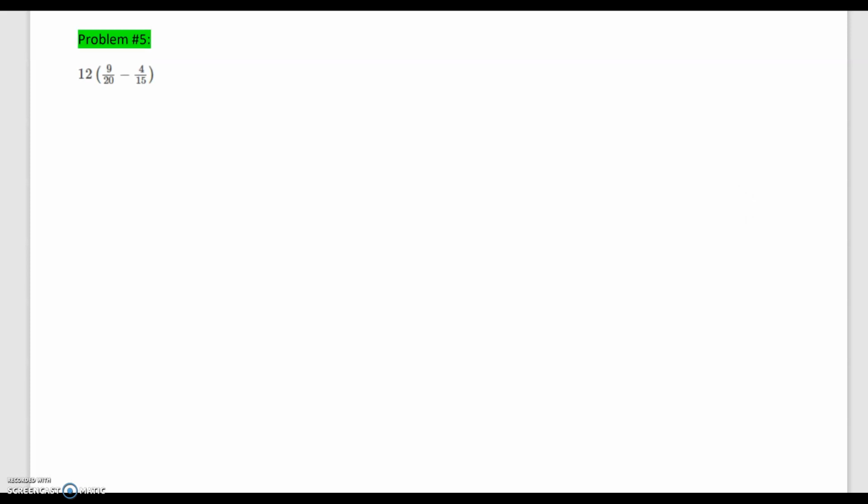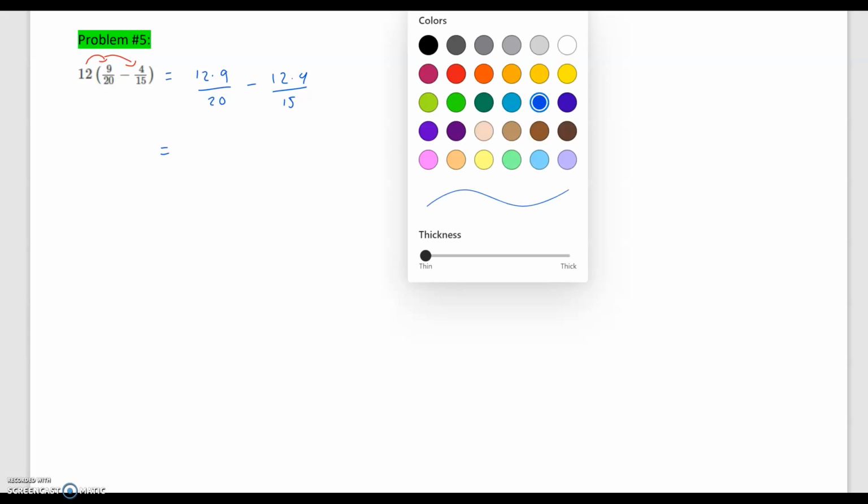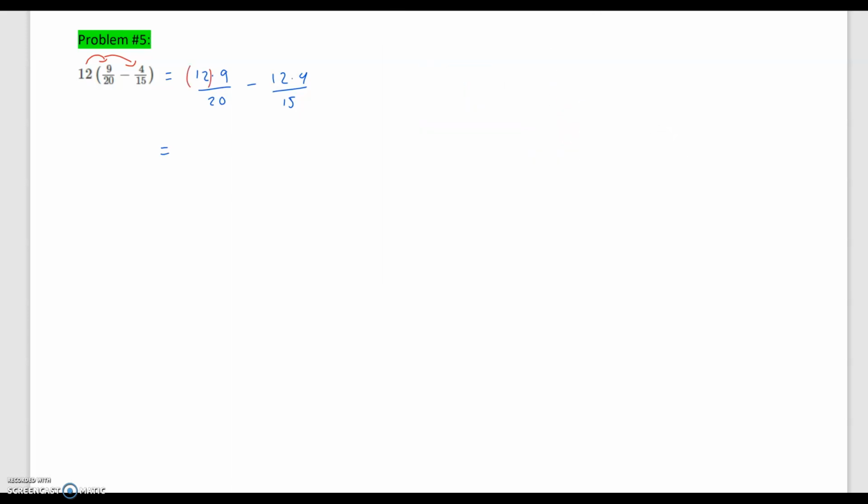Okay, problem 5, it's also going to be a little bit messy, but we're just going to multiply the 12 to those two fractions. So this is going to be equivalent to 12 times 9 over 20 minus 12 times 4 over 15. And what I'm going to do next is start canceling common factors. So it is messy because the values are large. So let me put parentheses so we can see the cancellation.